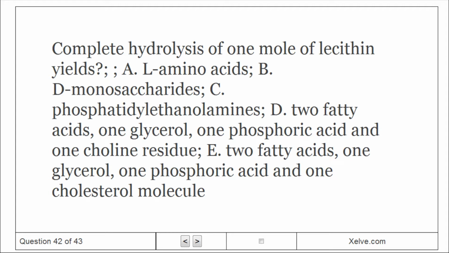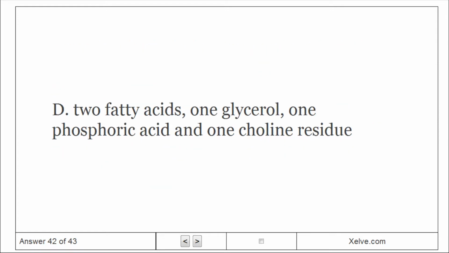Complete hydrolysis of 1 mole of lecithin yields A. amino acids, B. monosaccharides, C. phosphatidylethanolamines, D. 2 fatty acids, 1 glycerol, 1 phosphoric acid and 1 choline residue, E. 2 fatty acids, 1 glycerol, 1 phosphoric acid and 1 cholesterol molecule. D. 2 fatty acids, 1 glycerol, 1 phosphoric acid and 1 choline residue.